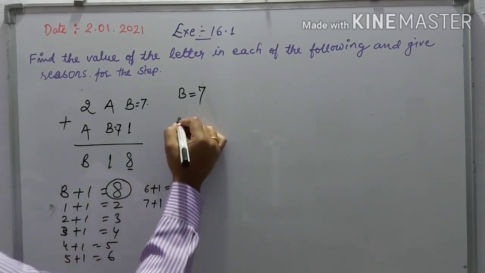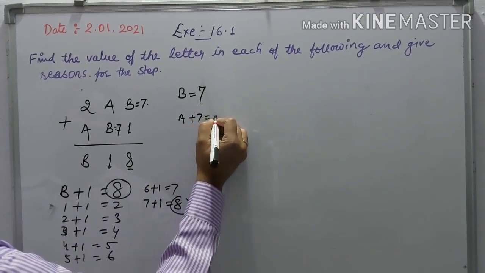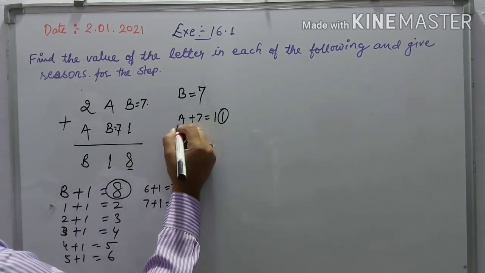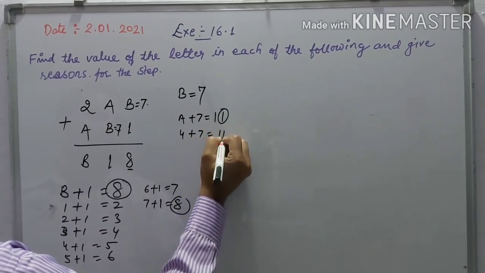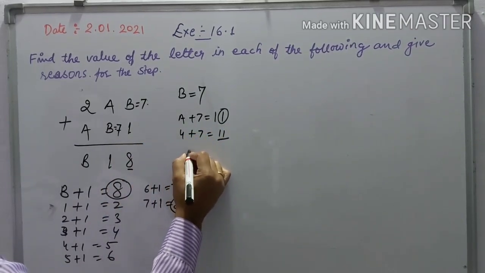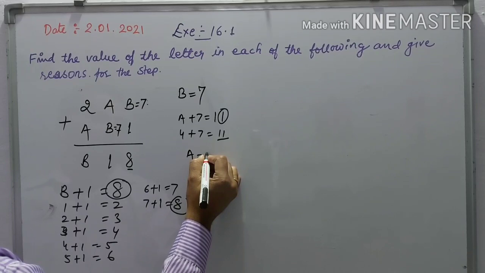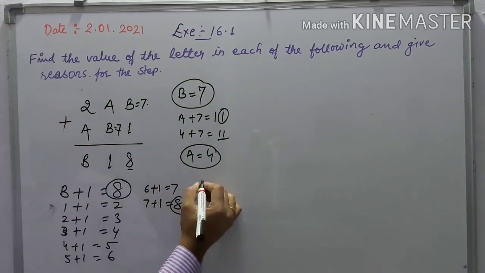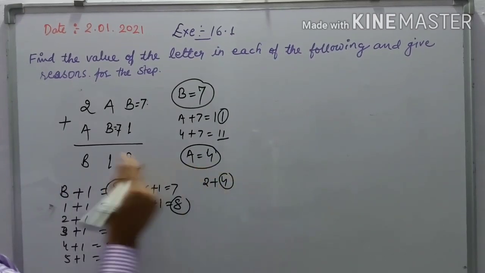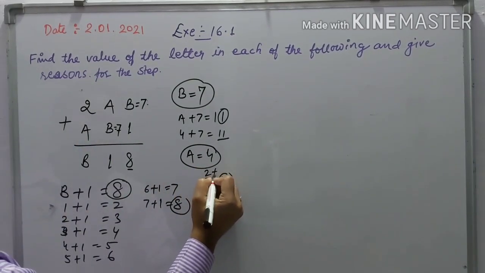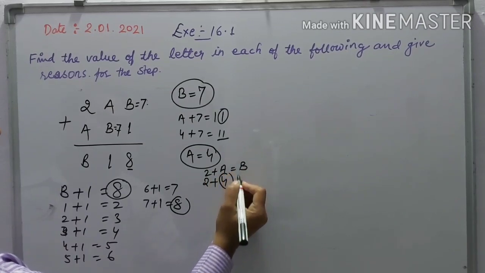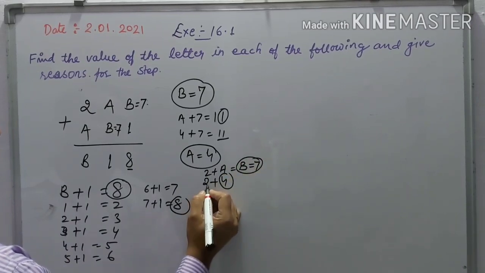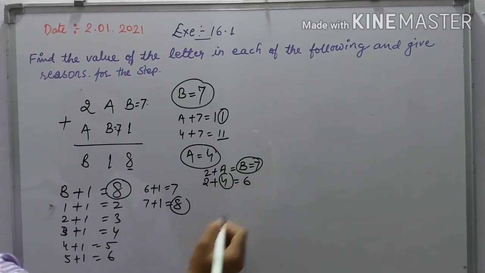Okay, so already a plus 7 is equal to 11, because 1 is a unit digit. So 7 plus 4, 4 plus 7 is equal to 11. Okay, so your value of a is equal to 4, and then again 2 plus 4, why? Because value of a, 2 plus a is equal to b. What is the value of b? Value of b is equal to 7. So 2 plus 4 is equal to 6.